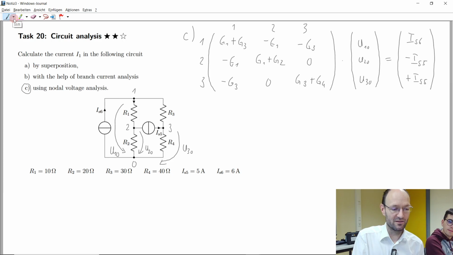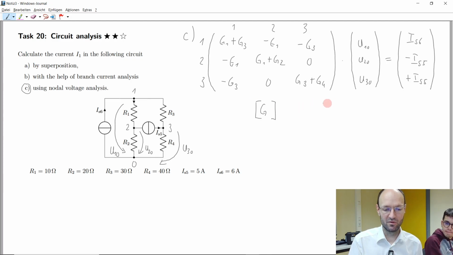if we rewrite this equation a little bit and say this is a G matrix, and for matrices I will just write these square brackets. And so our system of equations looks like that we have this G matrix, multiplied with this vector of unknown voltages that we would like to have. And on the other side, we have this vector of the sources. So this would be this matrix equation in a very short way.